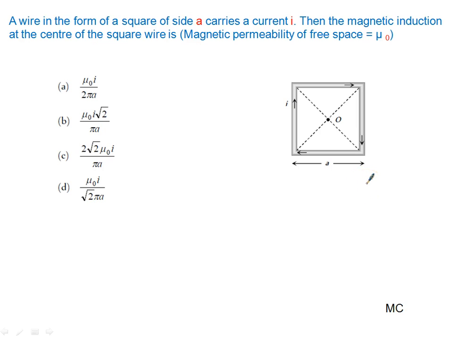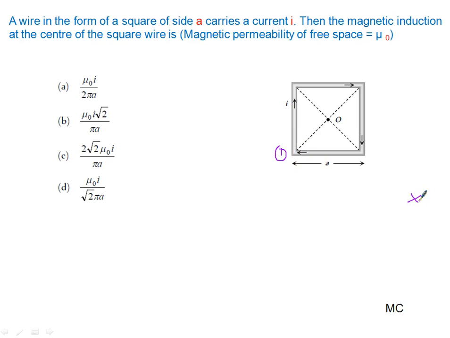In this situation, we have been given a wire in the form of a square of side small a and carrying current I, and we have to calculate the magnetic field at the center of the square. What we will do, if you assume any one conductor, we see the direction of the magnetic field. I hope it is visible to you. Direction of the magnetic field is cross, means inward direction. Then due to this also cross.